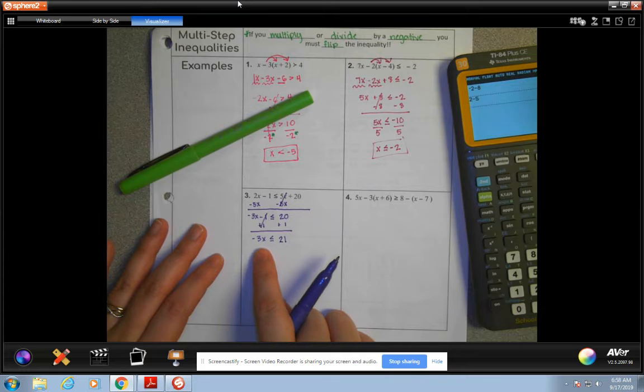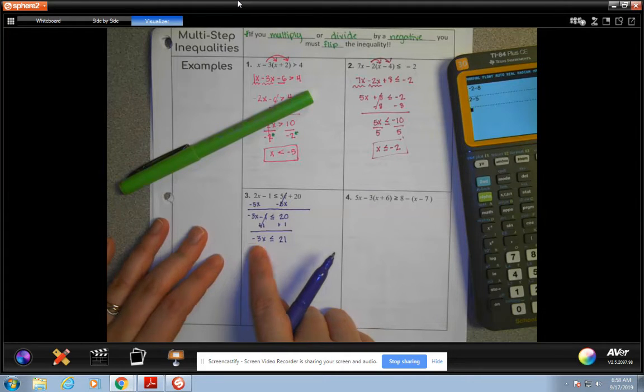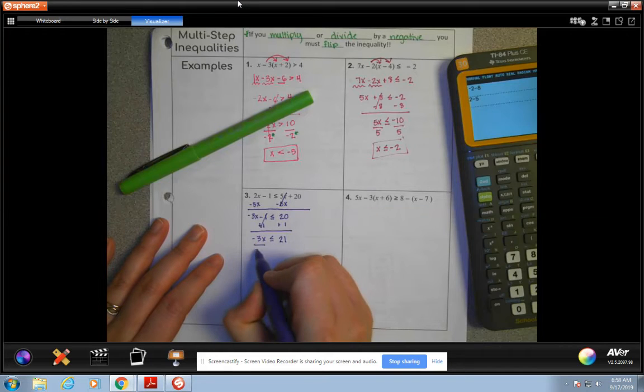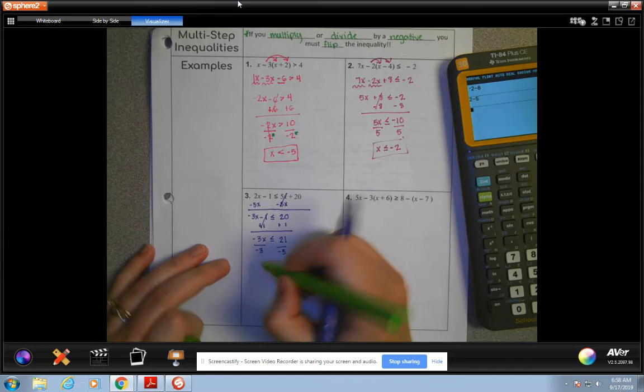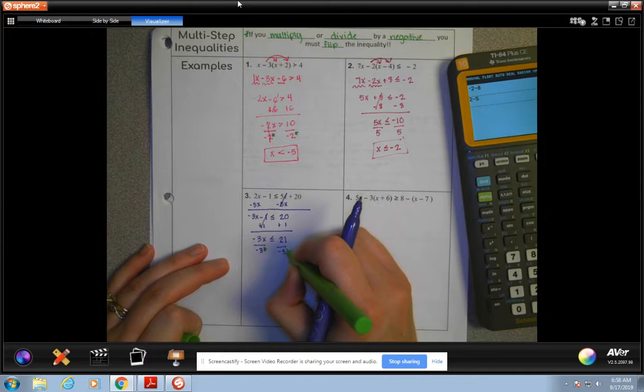Okay, well now it's time to get rid of the number in front of the variable. So this is where we're going to have to go ahead and divide by whatever number is there. We're going to divide by a negative 3. So when we do this division by negative 3, we really got to pay attention to our inequality sign flip.